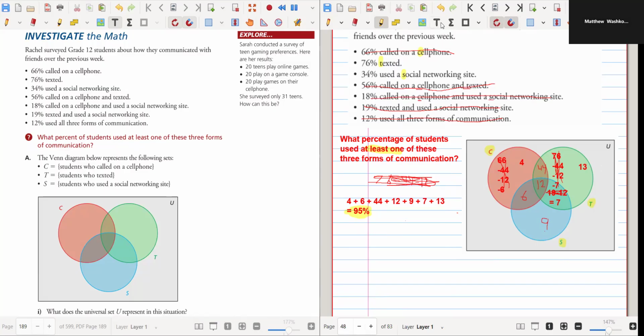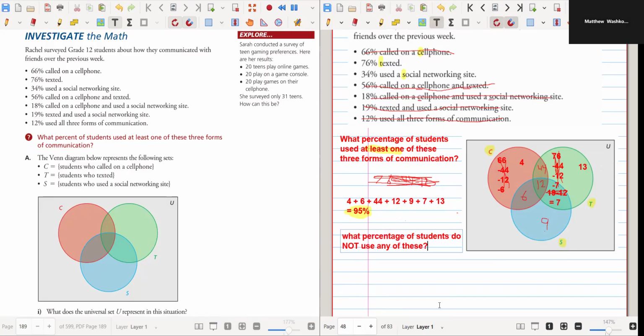So I'm going to change this question then. What percentage of students do not use any of these? They don't use social media or talk on a cell phone or text. I don't know, maybe they send letters or something.